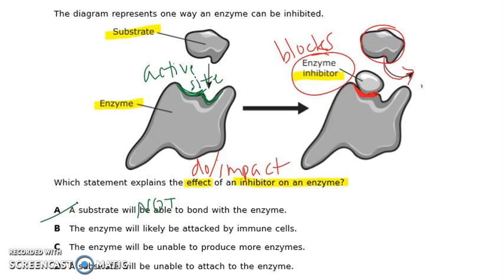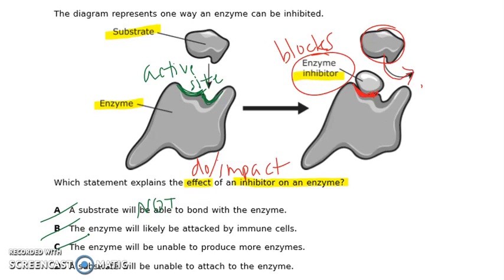B, the enzyme will likely be attacked by immune cells. Okay, this one just isn't a true statement. Inhibitors don't have any impact on how our immune cells work. C, the enzyme will be unable to produce more enzymes. Okay, remember that the enzyme's job isn't necessarily to make more enzymes. Its job is to do something to the substrate. So that's not true.